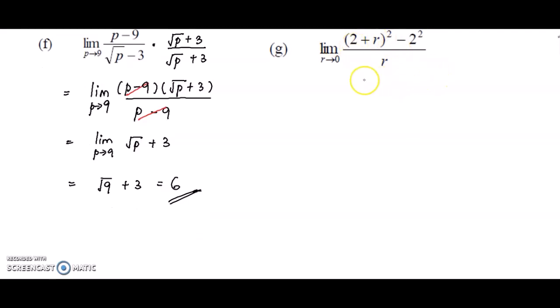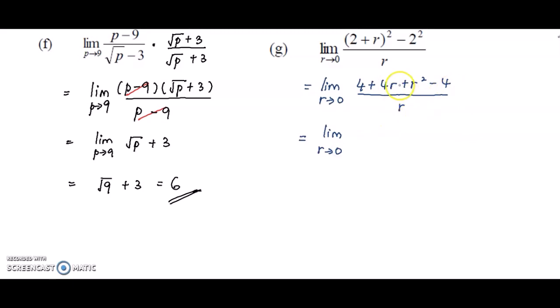For this example, I can see that both numerator and denominator consist of polynomials. So I just need to expand the numerator. I got 4 plus 4r plus r squared minus 4 over r. After that, simplify further.